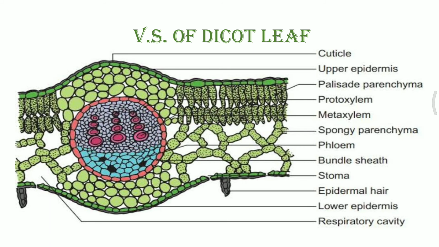Next is the bundle sheath. It is the outermost layer, made of sclerenchymatous tissue, and inside is the blue colored phloem and the red colored xylem. The metaxylem is towards the inside, whereas the protoxylem is towards the outside, and we can see the blue colored layer of phloem cells. So again, the function remains the same for xylem and phloem.